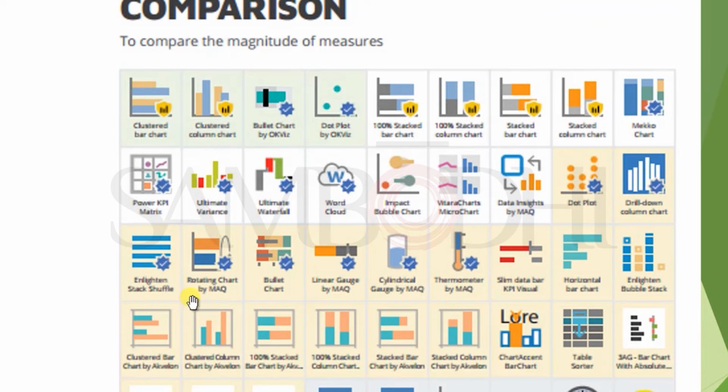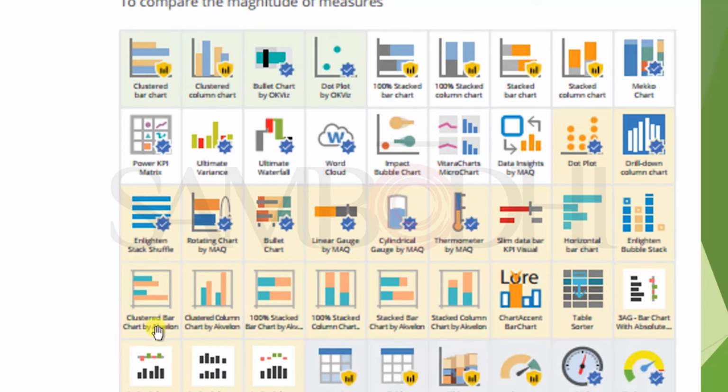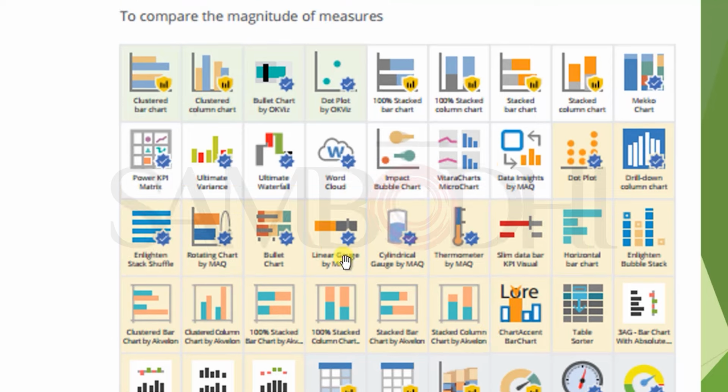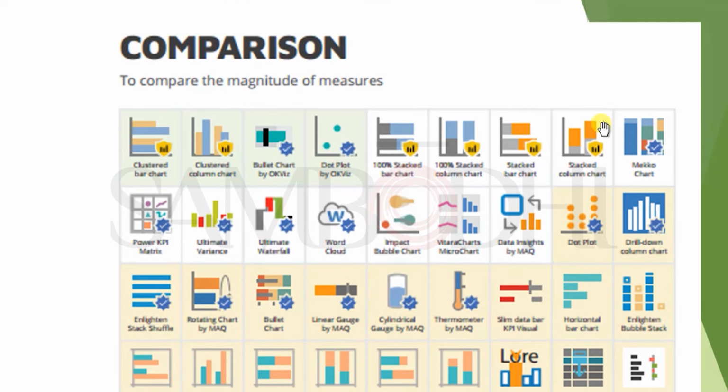Enlightening stack shuffle, rotating chart by MAQ, bullet chart by them, linear gauge. So linear gauge, cylindrical gauge by them, is more towards target versus achievement kind of a thing. A thermometer by MAQ, where you have a target and then you have an achievement kind of a setup. Then you have a horizontal bar chart similar to these clustered bar charts. Enlightening bubble chart, clustered bar chart in a different representation with some grid around it. 100% stack. This is like an alteration of the default ones given by Power BI.